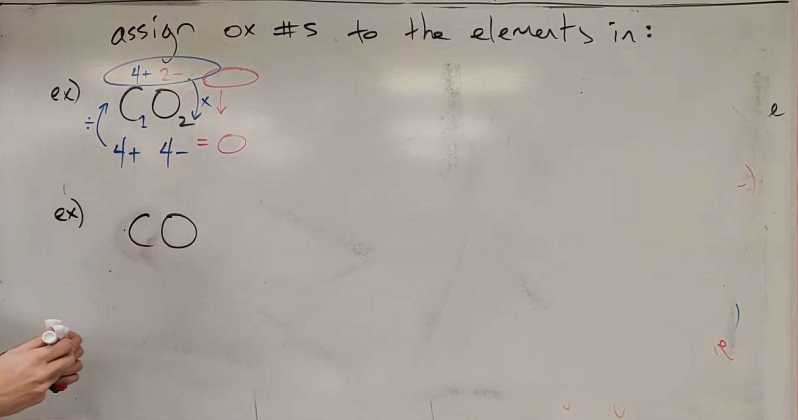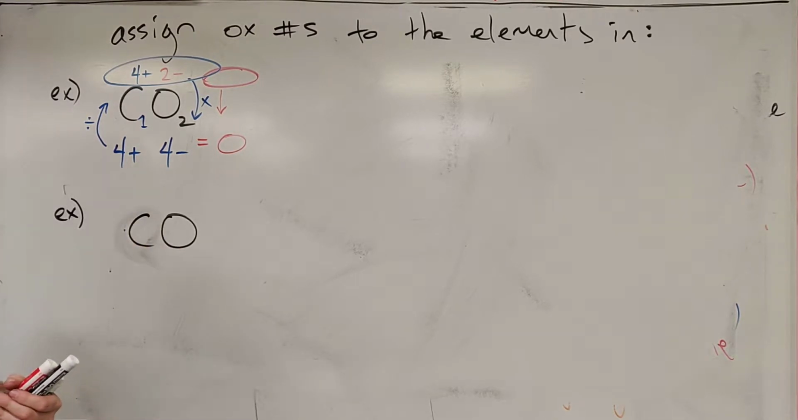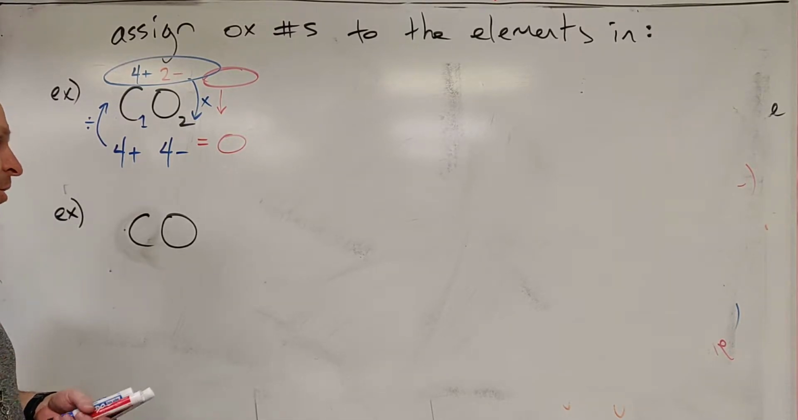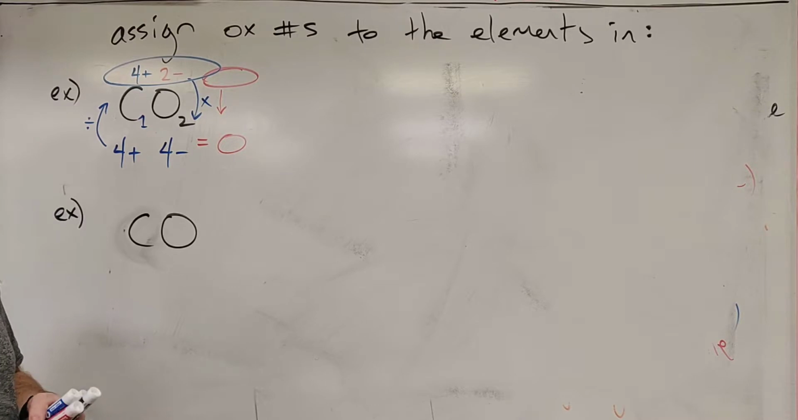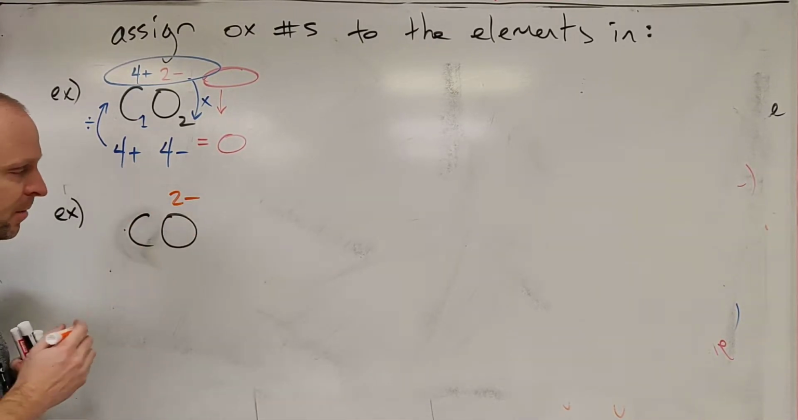Carbon monoxide. We're going to go through the same process. Is it in its elemental state, or are there things in their elemental state? Well, it's a compound. No charges, no. Is there any fluorine? No. Is there any hydrogen? No. Is there any oxygen? Yes. Then that's where we're going to start. Oxygen, we predict, will be a 2-, okay?